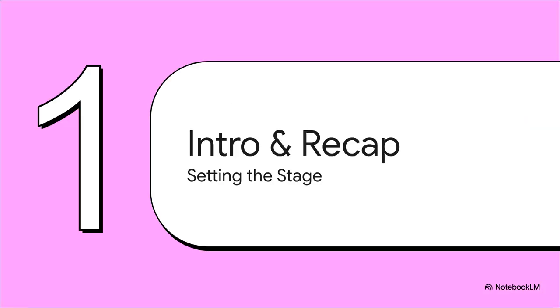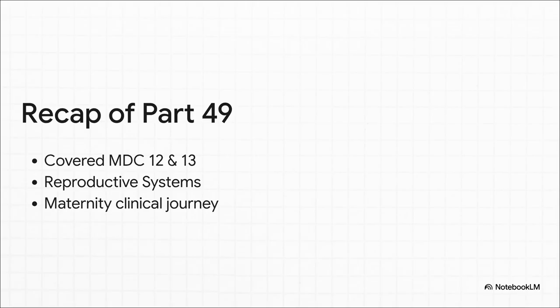Part 1. Intro and Recap. So in Part 49, we really mapped out MDC 12 and 13, covering the male and female reproductive systems. Getting a handle on that anatomy and the specific medical and surgical partitions of the female reproductive tract was absolutely essential. That knowledge literally lays the structural foundation for what we're tackling today, the clinical journey of a maternity ward. We're shifting from that baseline anatomy into the physiological marathon of pregnancy, delivery, and neonatal grouping logic. The stakes are higher here, and the documentation requirements are incredibly precise.